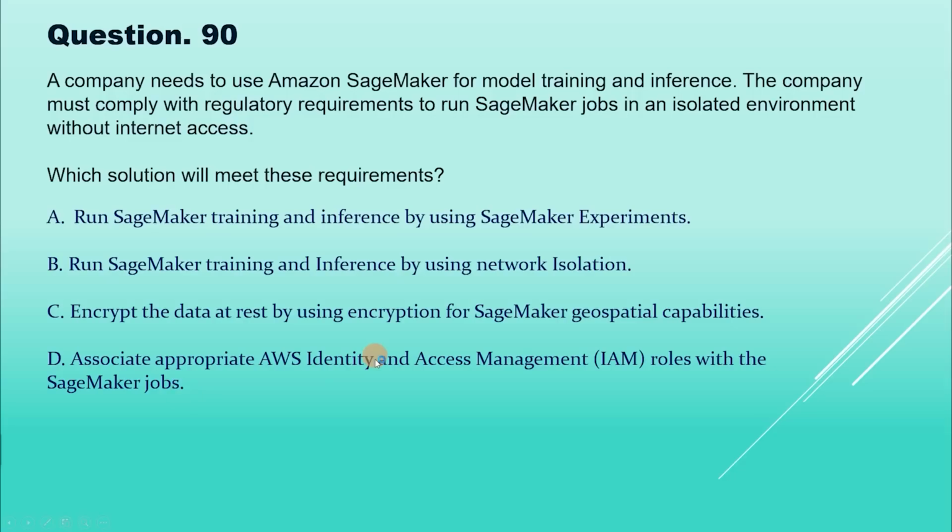Now let me reveal the correct answer for you, and the correct answer here will be option B, run the SageMaker training and inference by using network isolation. Because network isolation is a feature in Amazon SageMaker that ensures that your training and inference jobs run in a secure isolated environment without internet access, and this is a critical requirement for complying with regulatory standards that mandate the use of isolated environments for sensitive operations. So option B is correct here. Run SageMaker training and inference by using network isolation.